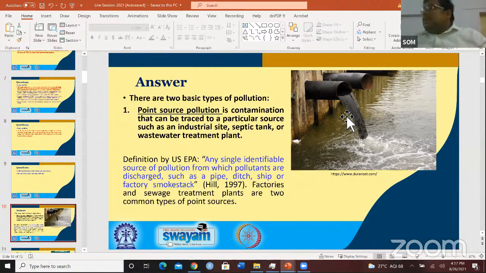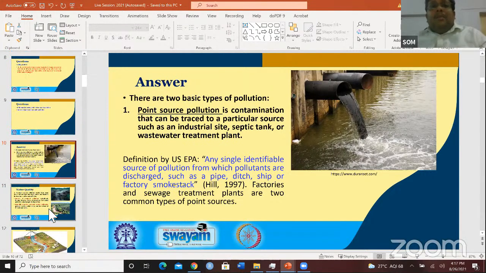Now, according to the US EPA, or United States Environmental Protection Agency, any single identifiable source of pollution from which pollutants are discharged, such as a pipe, ditch, ship, or factory smokestack, comes under point source pollution. Factories and sewage treatment plants are two common types of point sources.